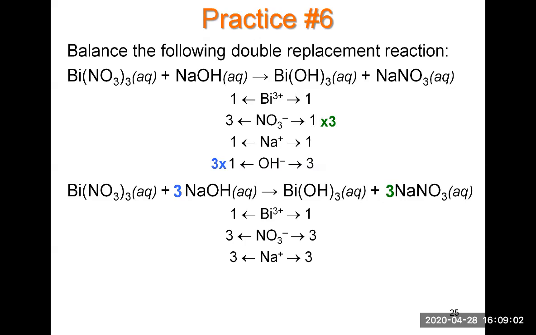This balances the sodium. The nitrates are balanced. The bismuth are still balanced. And the hydroxide ions are balanced. So it looks like with those 2 coefficients, it's already balanced.